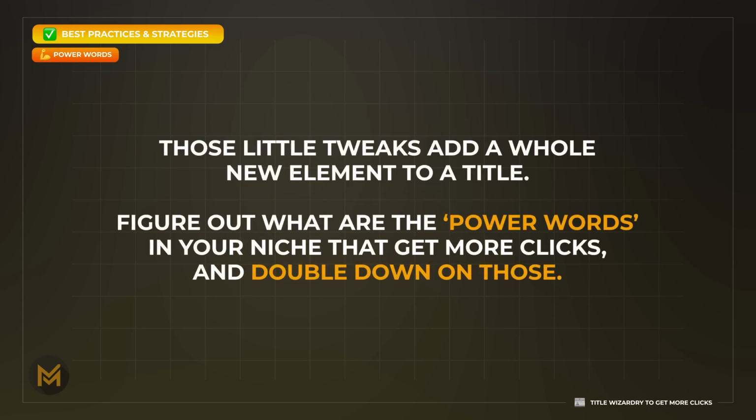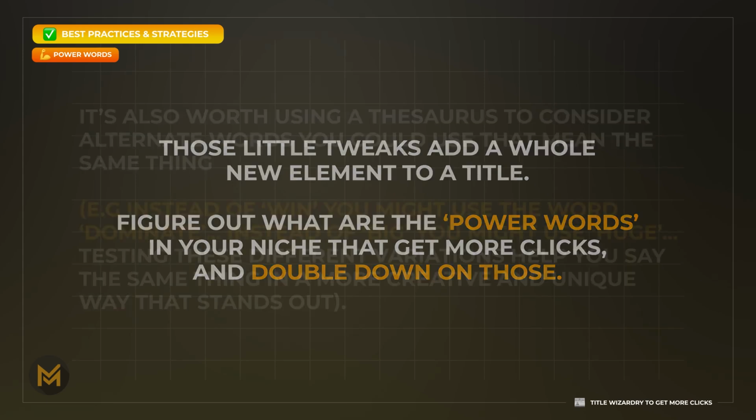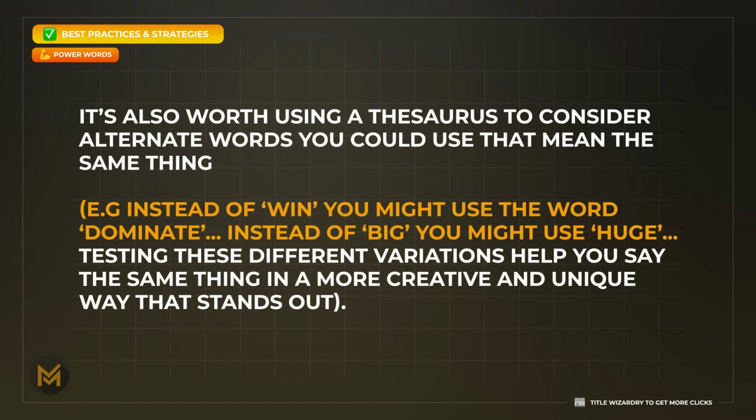Those little tweaks add a whole new element to the title. So figure out what are the power words in your niche that get more clicks, and double down on those. It's also worth using a thesaurus to consider alternate words you could use that mean the same thing. So for example, instead of the word win, you might use the word dominate. Instead of big, you might use huge. Testing these different variations helps you say the same thing in a more creative and unique way that stands out.